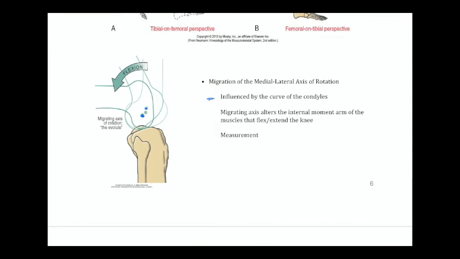The migrating axis alters the internal moment arm of the muscles that flex and extend the knee, giving the muscles either help or weakness into certain movements as we change the axis of rotation, right? So we can kind of see if we move this line of pull, and as we increase or decrease the internal moment arm from the muscle line of pull, it can help that movement.